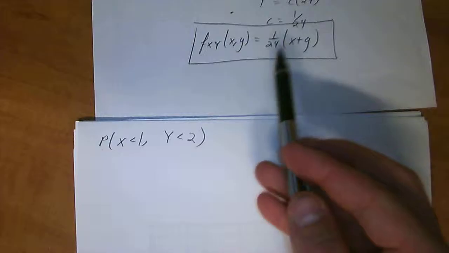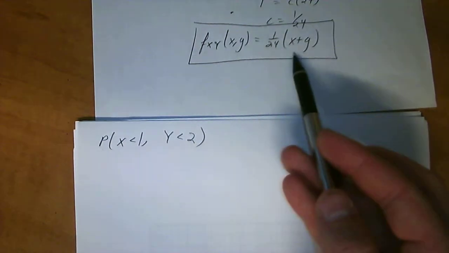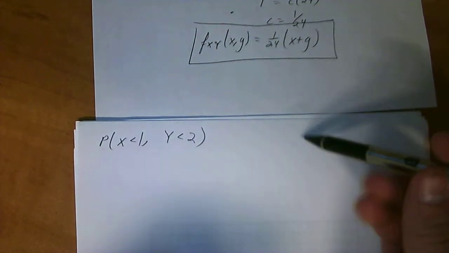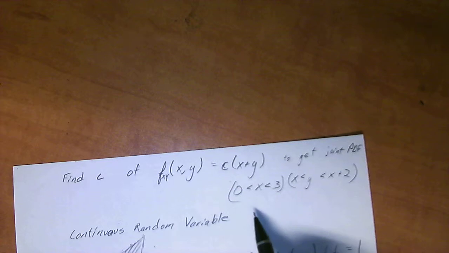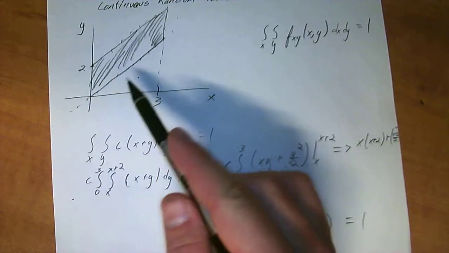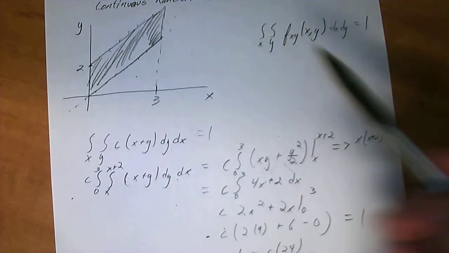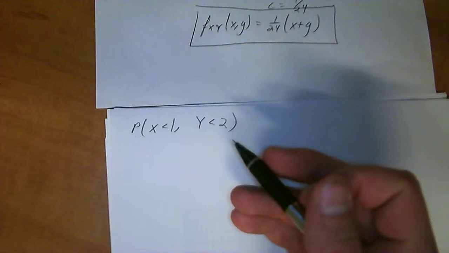In my last video we figured out how to get the joint PDF from a given range that was introduced at the top of the problem, from 0 to x plus 3. We drew a picture to figure out what that area was to find the distribution. Now we're going to find out what a specific probability is.